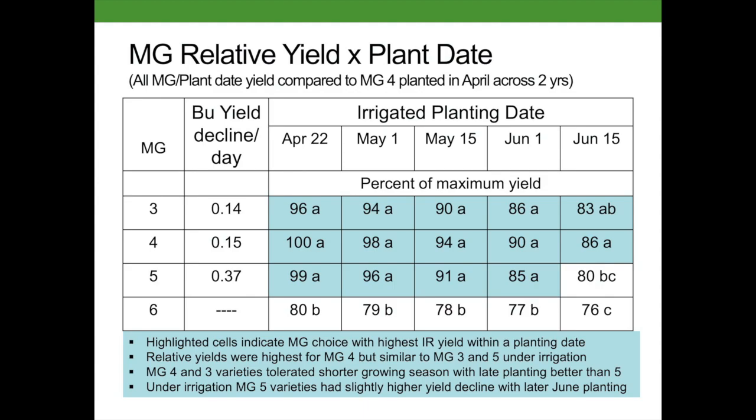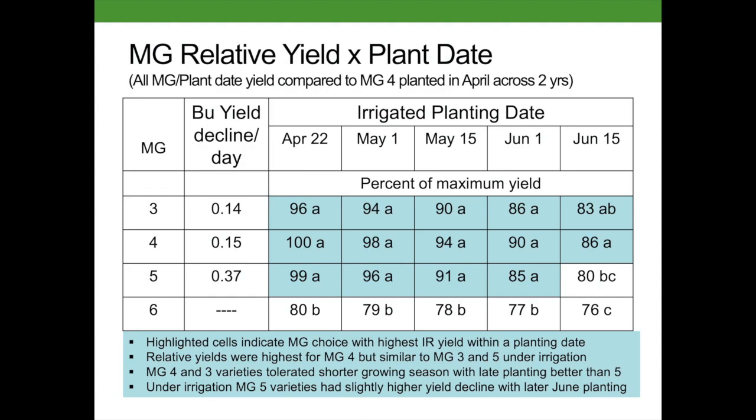We summarized the data across the 2 years and found the optimal yield combination, which was a group 4 planted in April. Everything else was compared to that optimal combination with respect to yield. As you go from an April planting date to a mid-June planting date, you can see that the percentage of maximum yield declines the later we plant. But some maturity groups have a slightly higher or more stable number than others within those later planting dates.